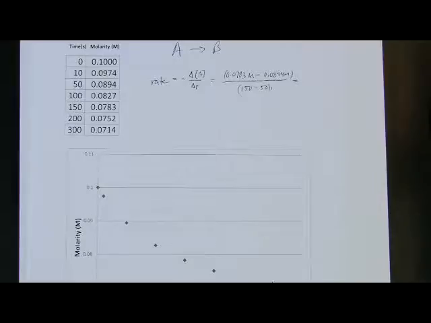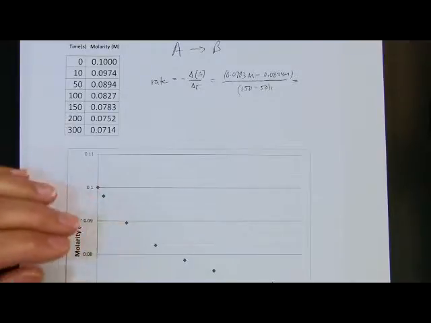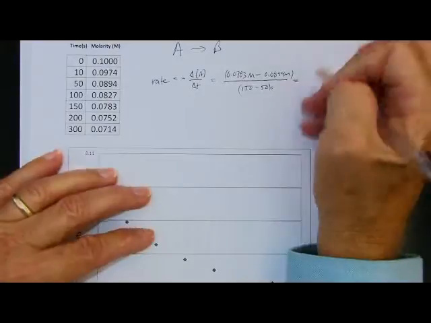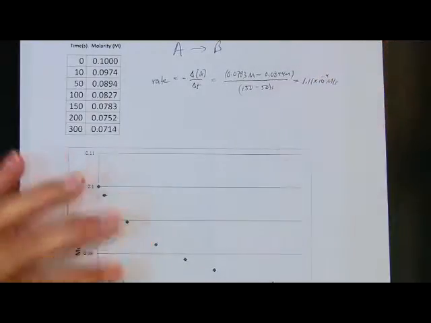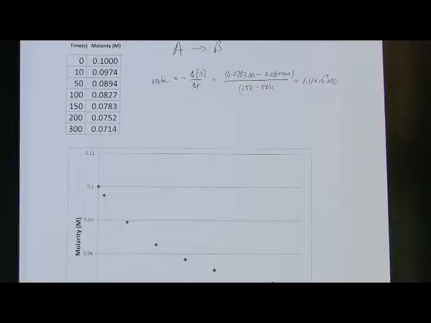Okay, let's compare that to what the rate is at 50 seconds, the instantaneous rate. Right, so 0.0783 minus 0.0894 divided by 100. Okay, so that's 1.11 times 10 to the minus 4. Right, and you probably want to check with that. 1.11 times 10 to the minus 4 molar per second. Hopefully I did that right.